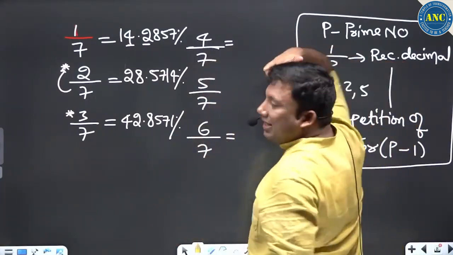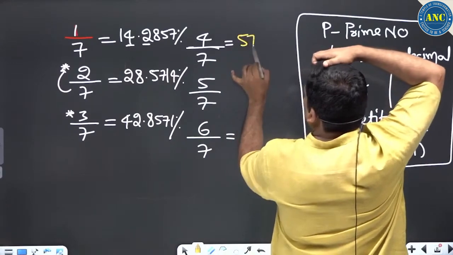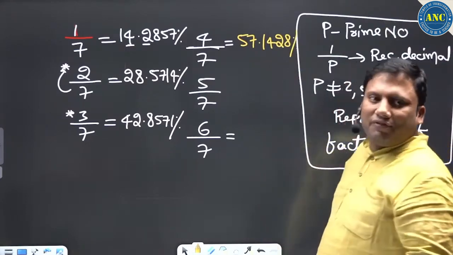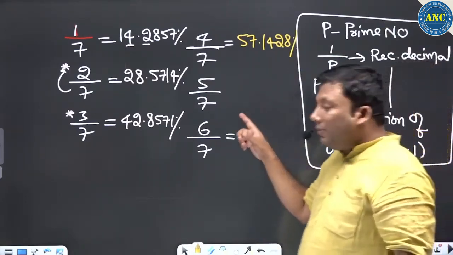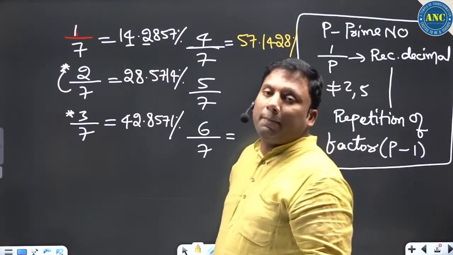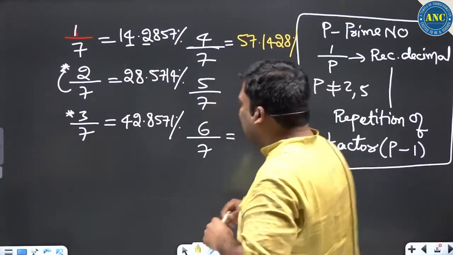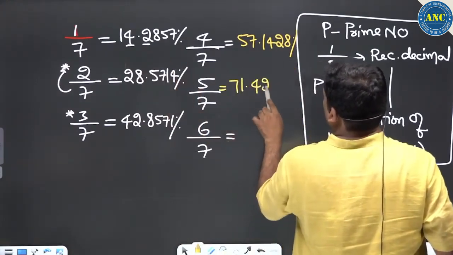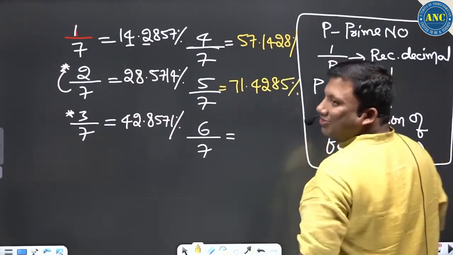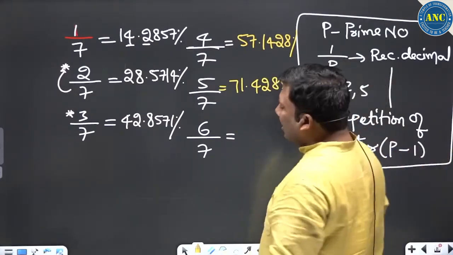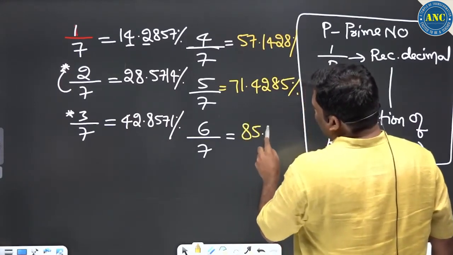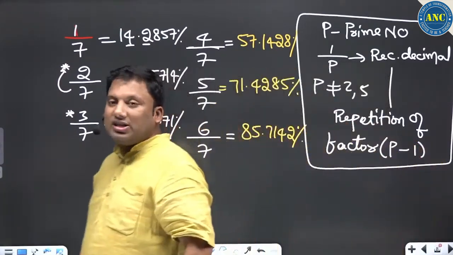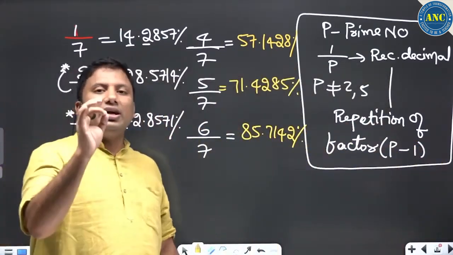4 tens are 40. 7 goes 5 times. 5 and the next digit. 0.571428. 5 by 7. Take the numerator 5. Multiply it by 10. 5 tens are 50. 7 goes how many times? 7 times. 7. Write down the next digit in serial order. 0.714285. Are you all with me? 6 by 7. 6 tens are 60. 7 goes 8 times. 0.857142. I hope the idea is clear.